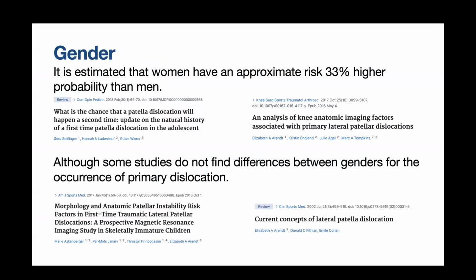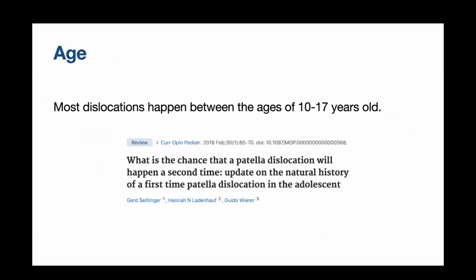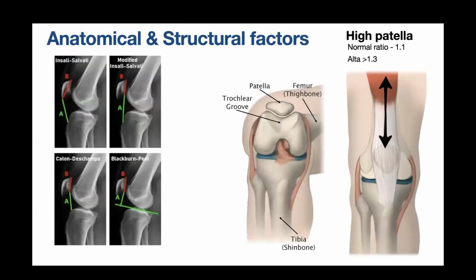Regarding gender, one study showed a 33% higher probability in women than men of getting patella instability, whereas Mary and Elizabeth again showed that they did not find any gender differences. Age was also another factor that many studies have looked into, but this interesting study showed that it happens more in 10 to 17 years, when the adolescent is more into jumping, twisting, and sudden activities, and the muscles are kind of lax.